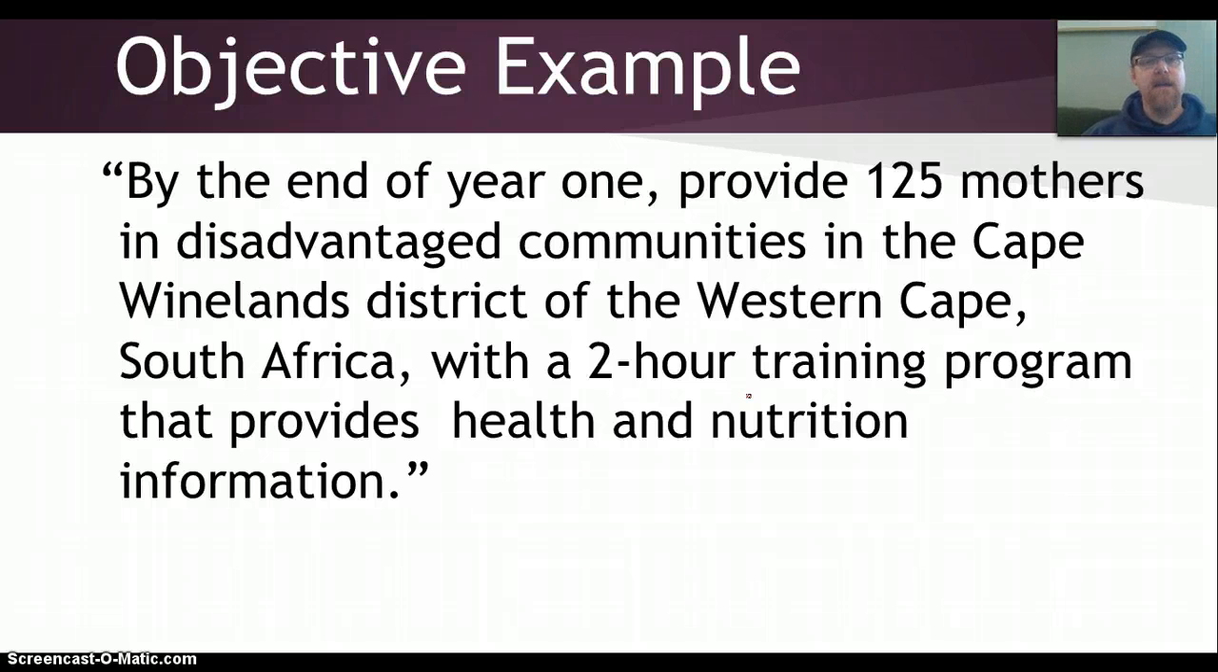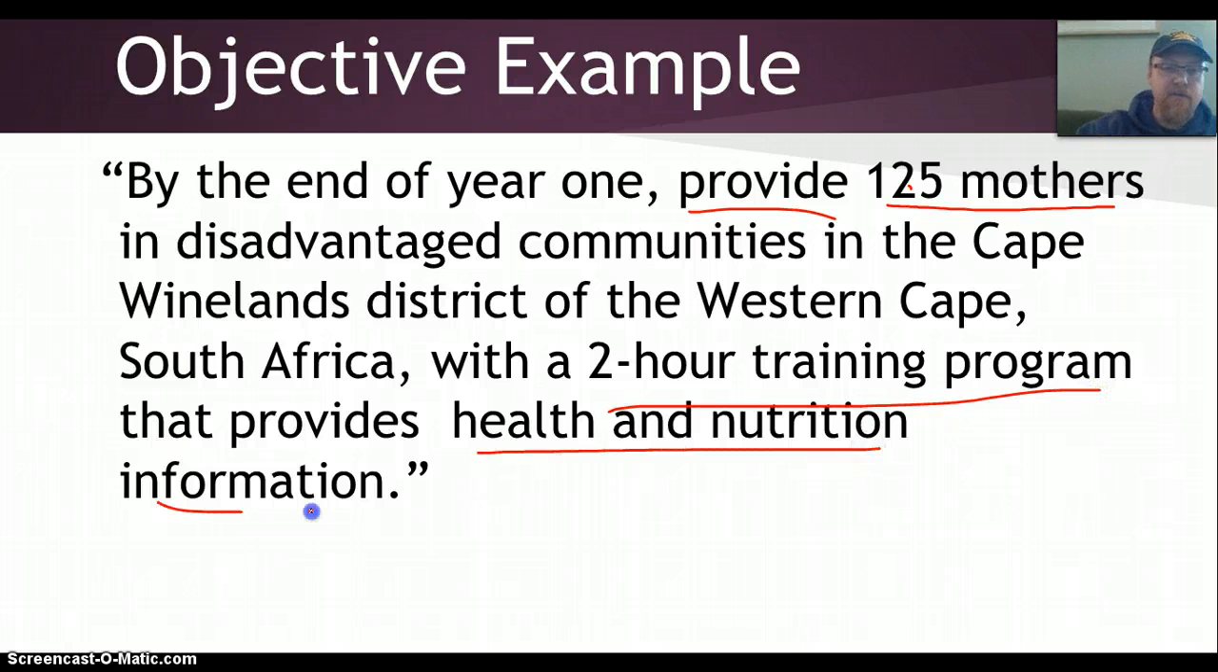So let's take another look at an objective example. This is based on the goal that we just went back to, right? We could say by the end of year 1, provide 125 mothers in disadvantaged communities in the Cape Winelands district of the Western Cape, South Africa, with a 2-hour training program that provides health and nutrition information. Now, do you see how this is a result and not an activity? It's the 125 mothers have been provided a 2-hour training program. The program itself has content, health and nutrition information. But the objective says a certain number of mothers are going to be moved through this training program.